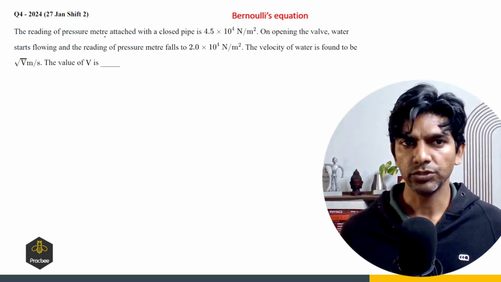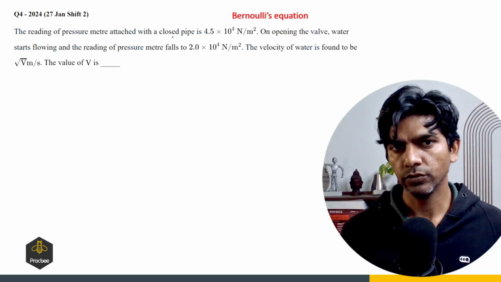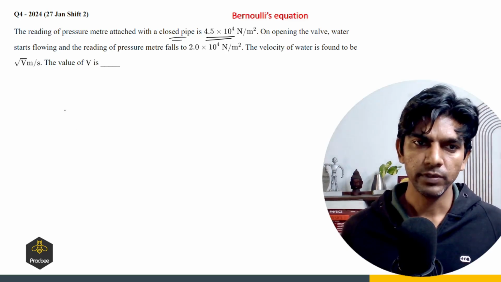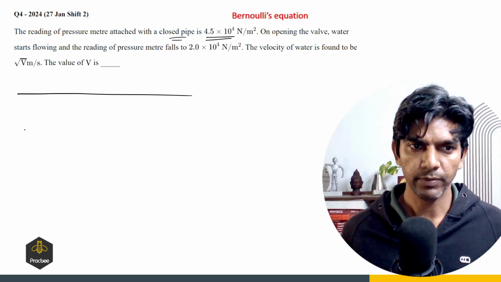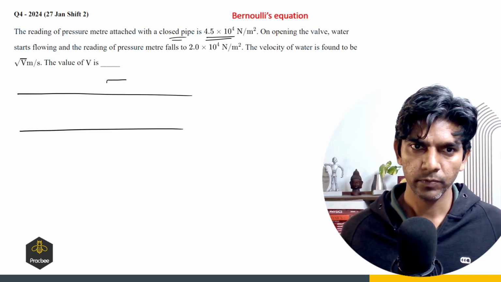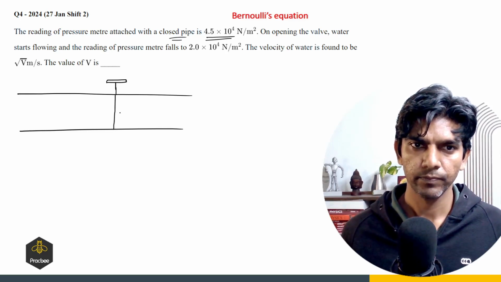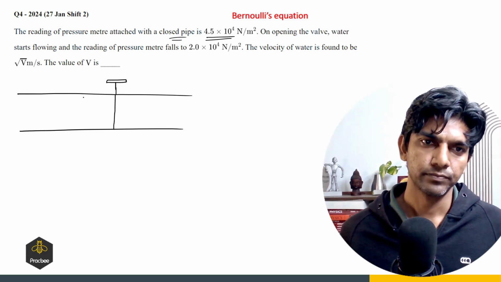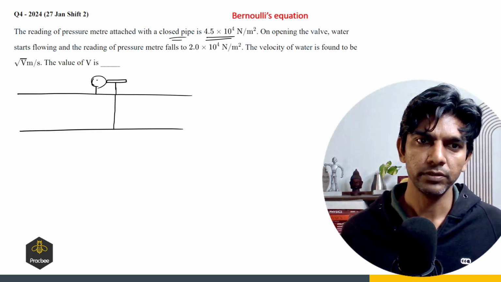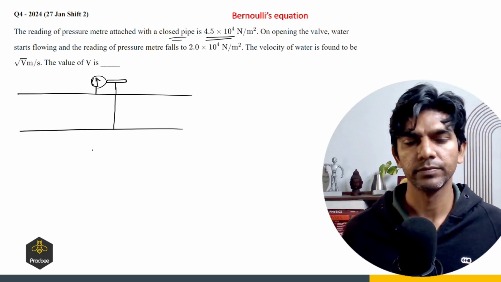The reading of the pressure meter attached with a closed pipe is 4.5 into 10 raised to 4. So basically what we have given, there is a pipeline, and here we have given a valve, right? And there is a pressure meter here. This is the pressure meter which is telling us what is the pressure.